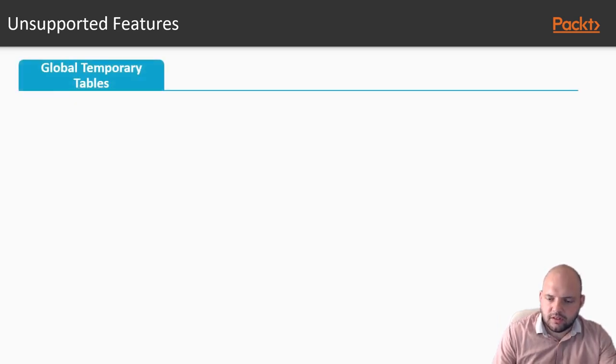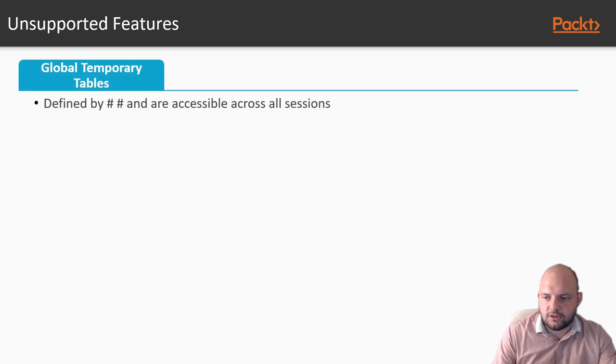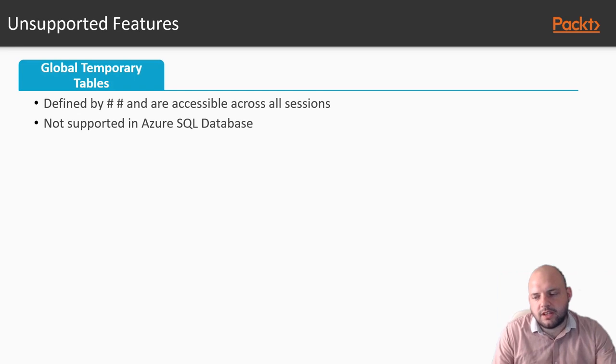Global temporary tables, they're not supported in Azure SQL Database. Global temporary tables get defined by the double hash symbol, and these are accessible by all sessions. So if you were using them on premises, you prefix your table with double hash. That will say it's a global temporary table. That will be available to all sessions. They aren't supported in Azure SQL Database. Only local temporary tables are available or allowed in Azure SQL Database.